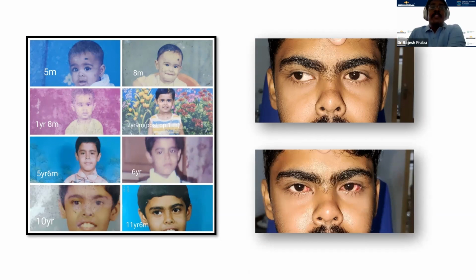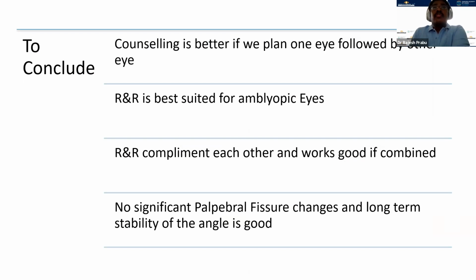So this is what, in my experience, I have seen: so many patients coming with consecutive exotropia after bimedial recession. So to conclude, counseling is better if we plan one eye followed by the other eye later. In amblyopic eyes, it is well established that R&R is the best suited procedure. And recession and resection complement each other and work well if combined.